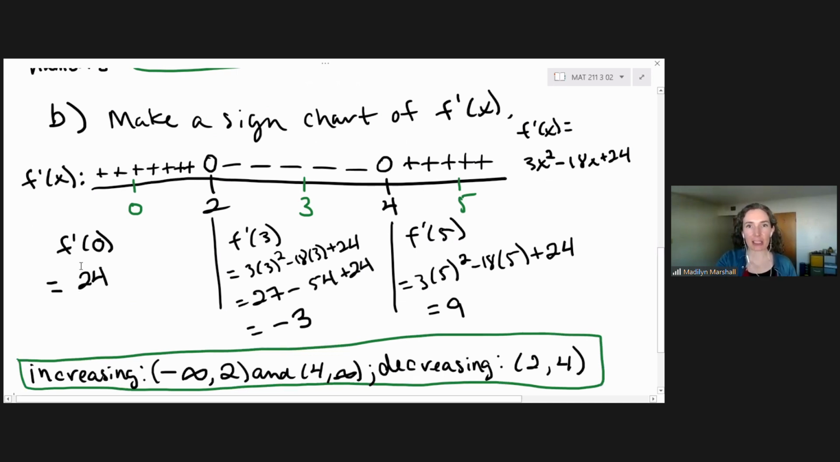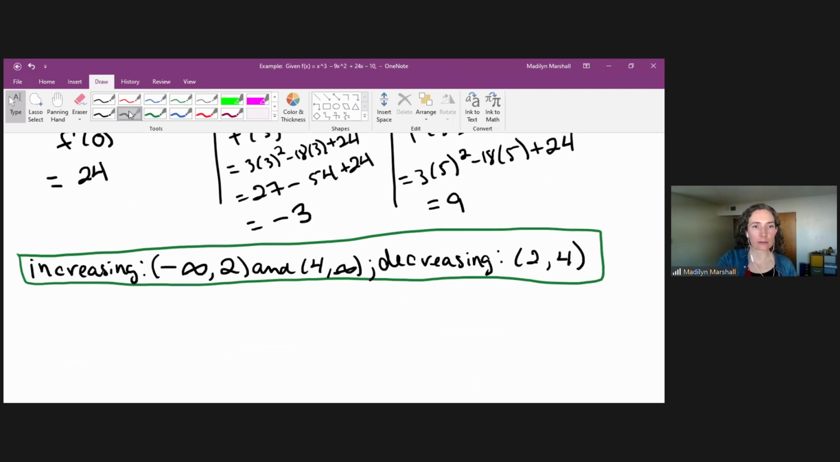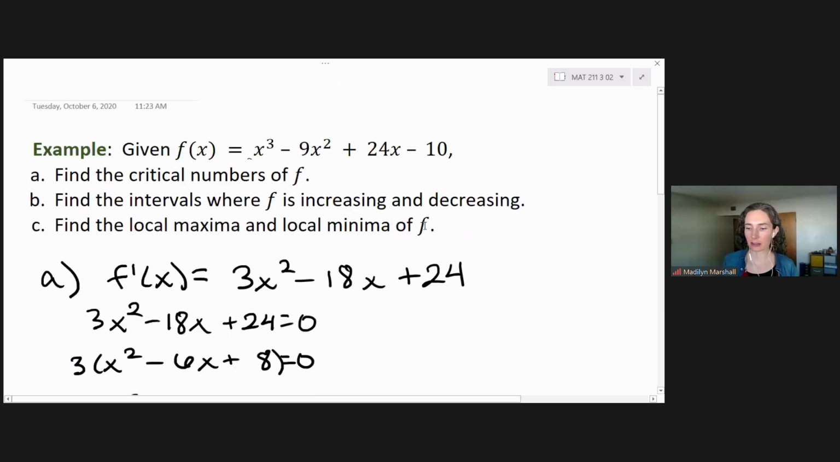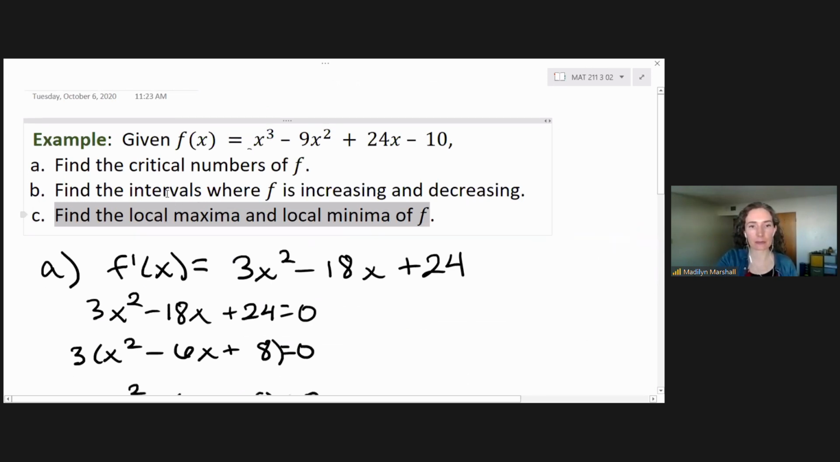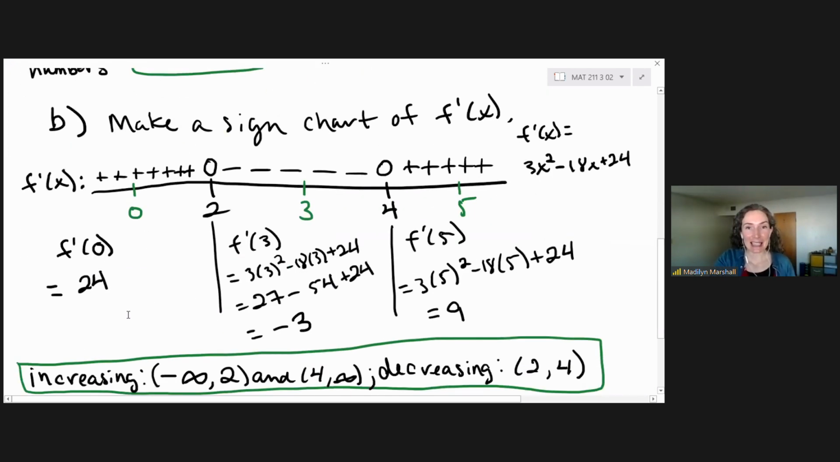So those two parts are things we did on Thursday. So now we're adding in this local extreme. So we want to find the local maxima and minima of F, if there are any. You might have homework questions that ask that, and there might or might not be one of those. So we can use the work we just did in the sign chart.